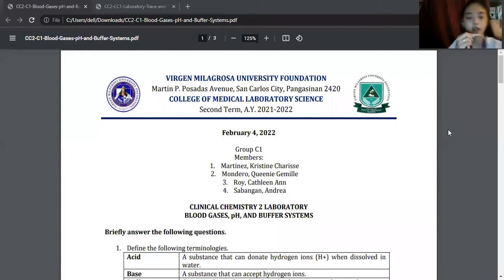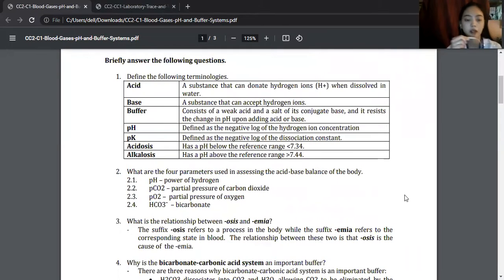Good day. We'll be discussing blood gases, pH, and buffer systems. The first is acid. An acid is a substance that can donate hydrogen ions when dissolved in water. So siya yung nagdo-donate ng hydrogen ions. While a base is a substance that can accept hydrogen ions. Sila yung nag-accept ng hydrogen ions.